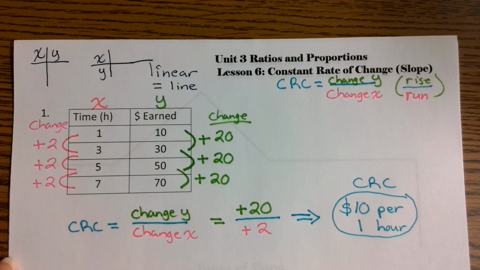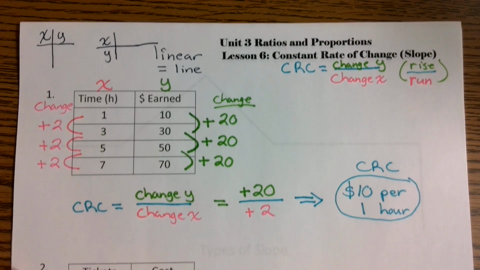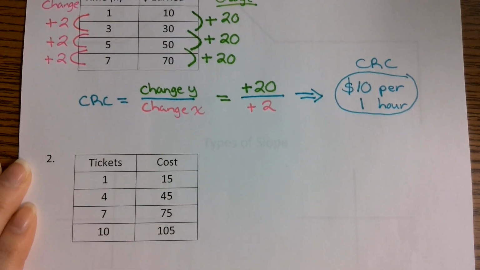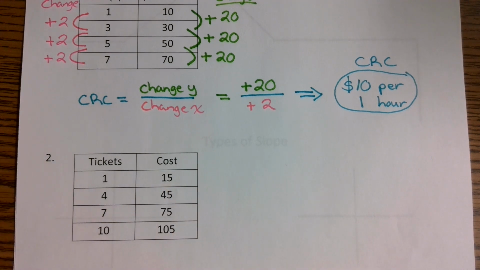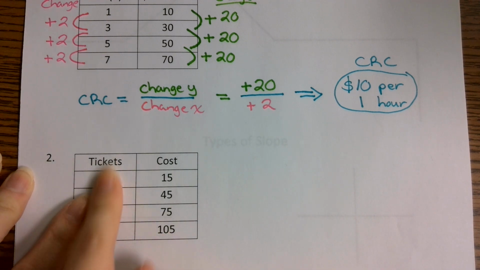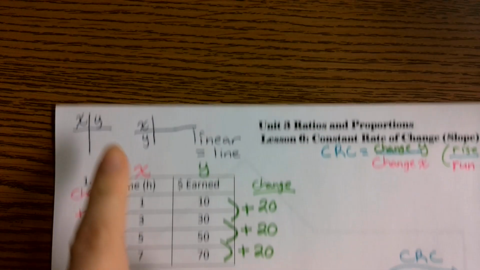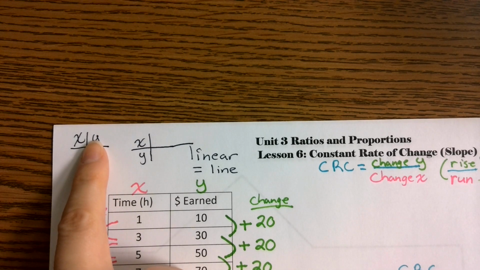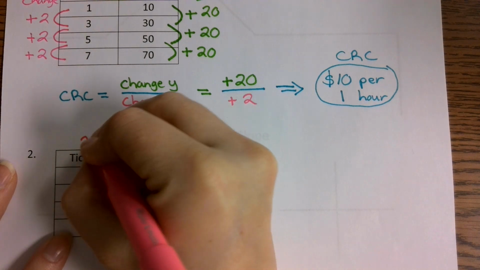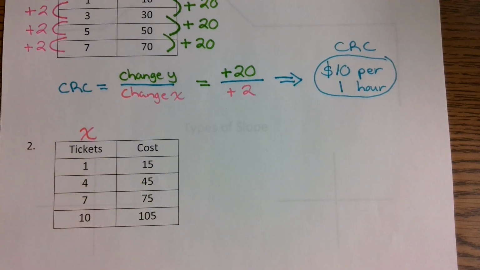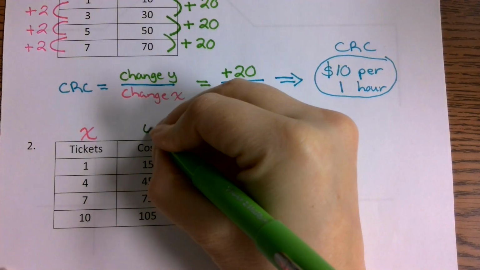Let's take a look at problem number 2. So again, first thing I want to do is identify which one is my x and which one is my y. Tickets, is that my x value or my y value? X. Right? Remember, look at our tables. Our tables are set up as X, Y. X on the left, Y on the right. So the tickets is going to be my X value. So I'm going to put an X up above it. That means the cost, money, that's my Y value.